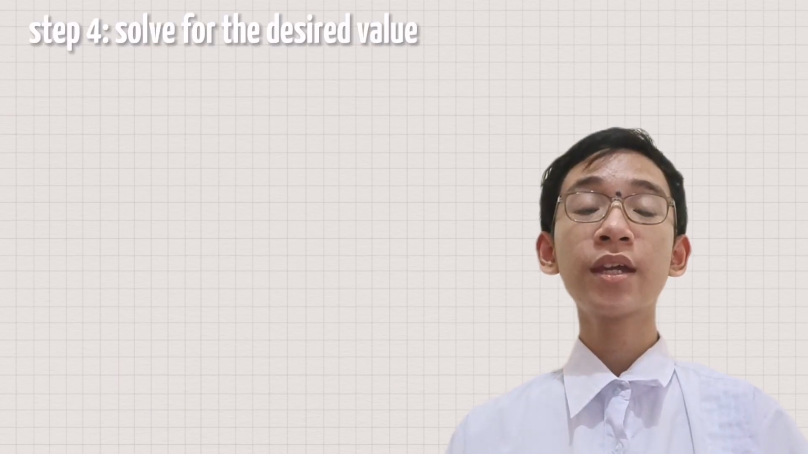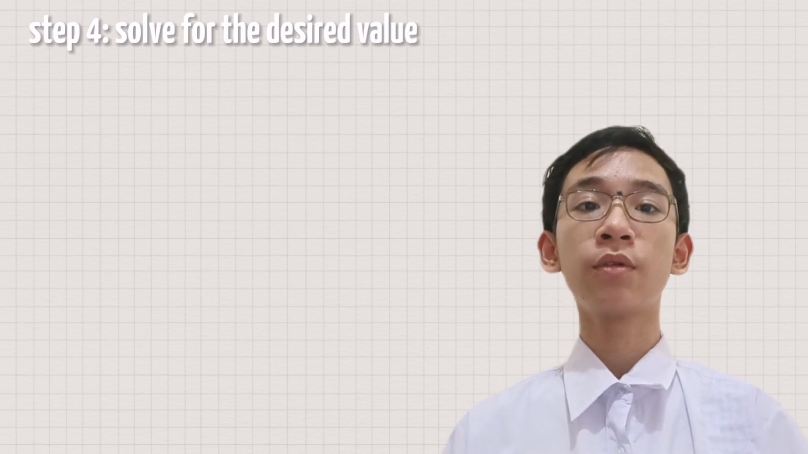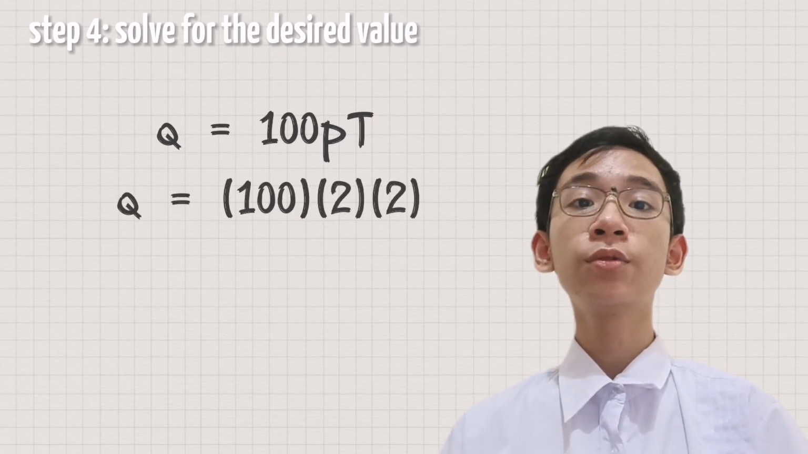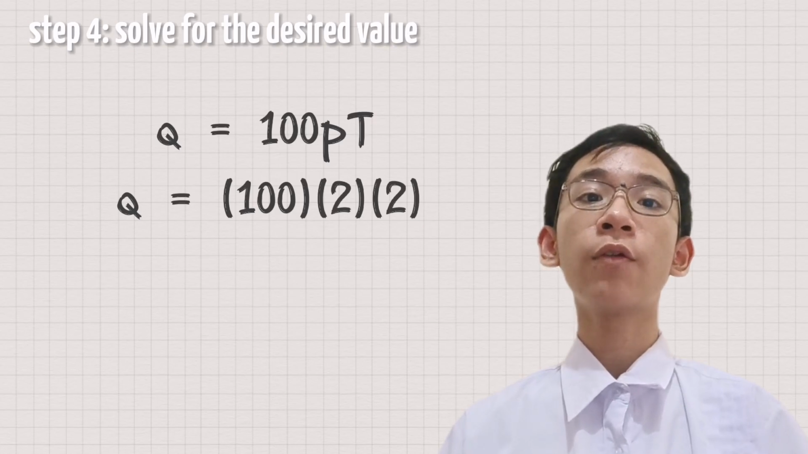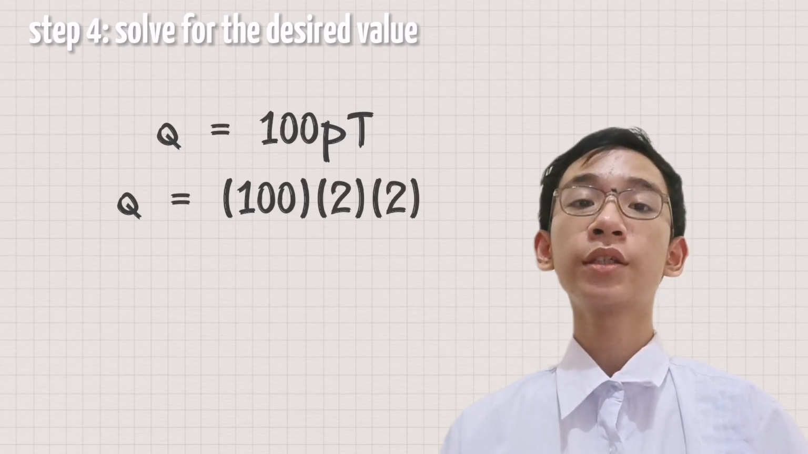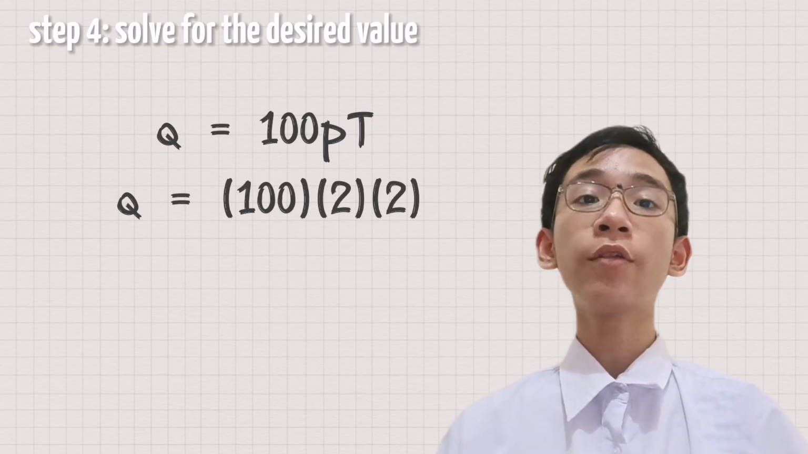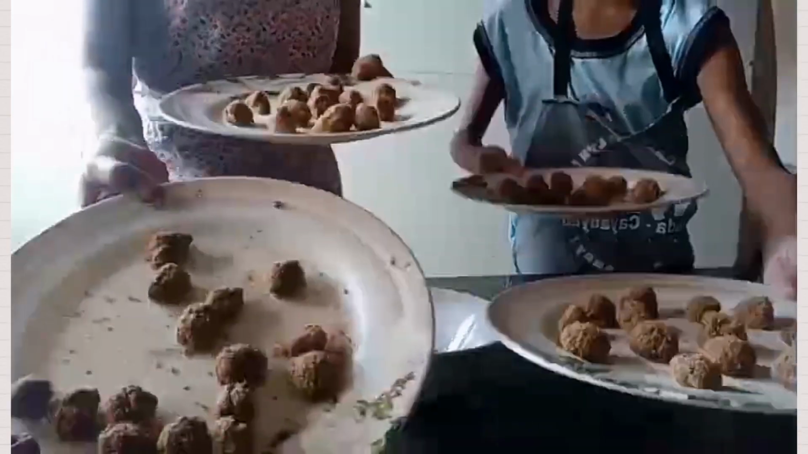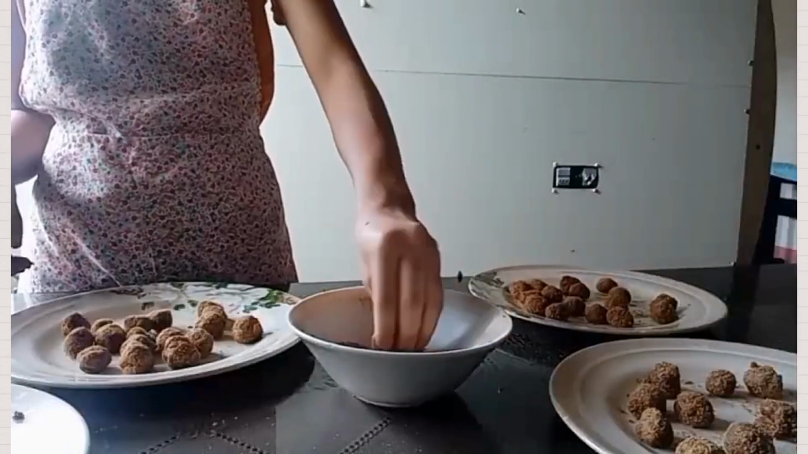And our last step is solving for the desired value. In our given, we need to find the value of Q, and the new values of P and T are set. P now is equal to 2 and T is also equal to 2. Substitute into our equation and we will have Q is equal to 100 times 2 times 2. Multiply 100 by 2 and 2. We now have 400, or in short, Q is equal to 400. 2 people can make 400 graham balls in 2 hours, and that's the end of our example.